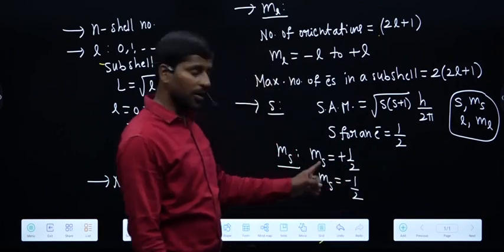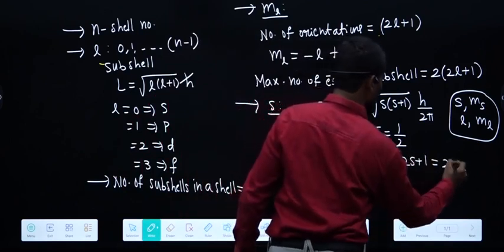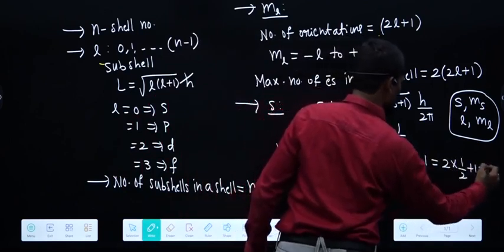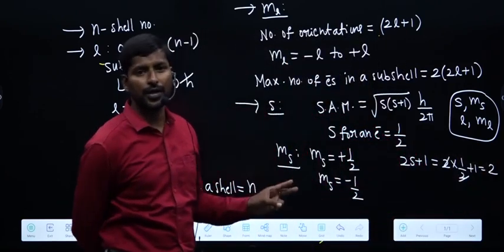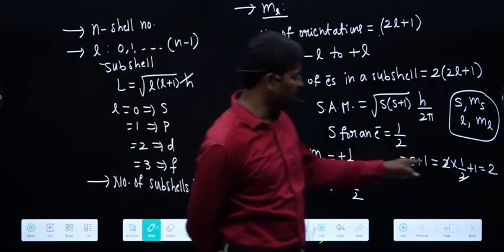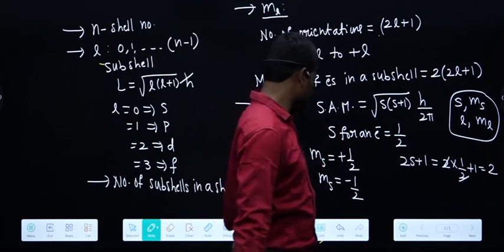The number of orientations taken is 2s plus 1, similar to 2l plus 1. 2 into 1 by 2 plus 1. So the number of orientations taken by an electron in the presence of a magnetic field is 2. This is similar to 2l plus 1.